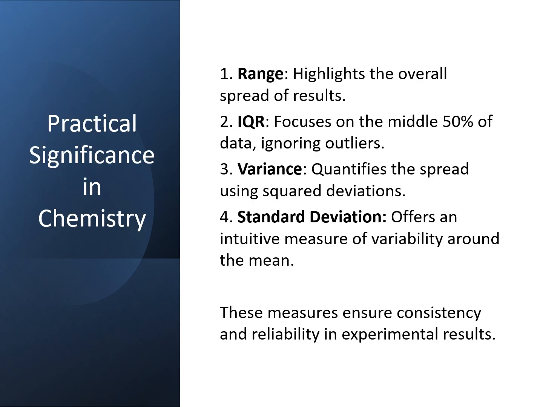Practical significance in chemistry. Each of these measures has practical applications in chemistry. The range gives a quick sense of the total variability. The interquartile range focuses on the central portion of the data, avoiding the influence of outliers. Variance quantifies variability using squared deviations, making it useful for theoretical calculations. Standard deviation is intuitive and widely used for comparing data sets. Together, these measures help ensure consistency, identify anomalies, and improve reliability in experimental results, which is crucial in chemistry.